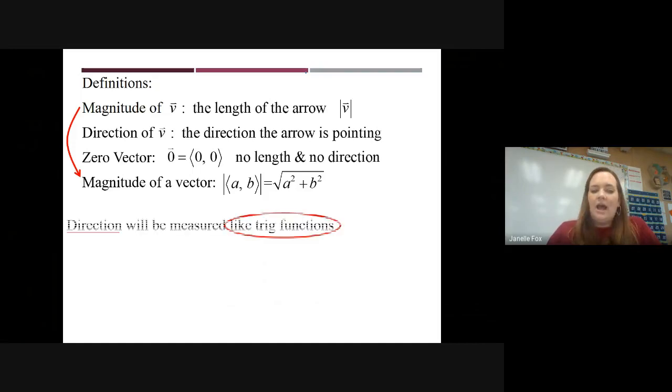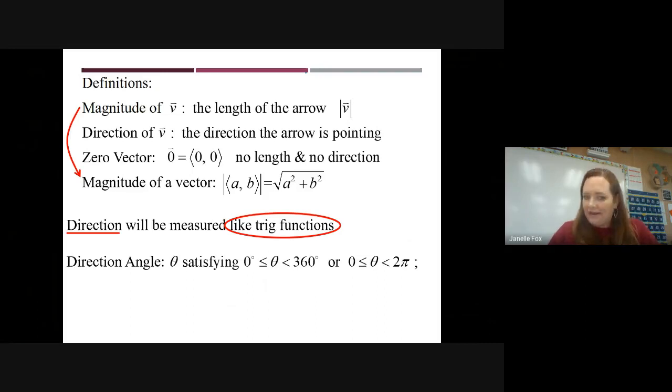Your direction is going to be measured like trig functions were. So none of this seems surprising. You're like, oh yeah, totally, of course. Your direction angle is theta, which satisfies being between 0 degrees and 360 degrees or between 0 radians and 2π radians. It doesn't really matter which one. Most of the time in calculus we're used to radians, so I'm pretty sure they'll use radians, but every once in a while they could toss degrees in there and we'll just have to roll with it.